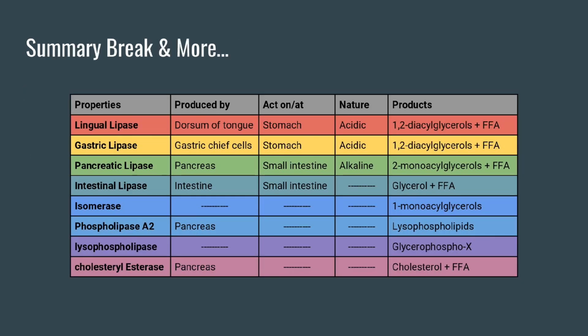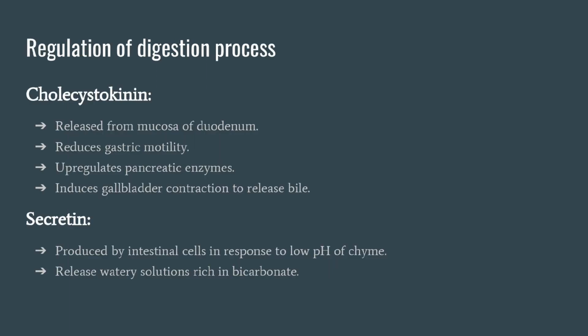The following table has all the important information summarized. The last 3 enzymes are for the digestion of phospholipids, lysophospholipids, and cholesterol esters respectively. The end products are lysophospholipids, glycerophospho-X, and cholesterol with free fatty acids respectively.